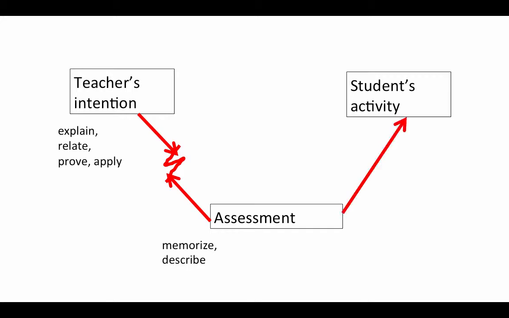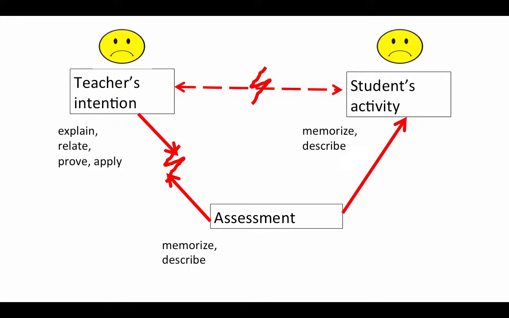And at university level, teachers want a rather high level of cognitive engagement and sophistication so that students are able to explain, relate, prove, apply. But sometimes there's a misalignment between the intention of the teacher and the assessment that's set, that in fact all the assessment really requires the students to do is to memorise and describe. So the students can be forgiven for doing that. But there's a misalignment between the teacher's intentions and the student's activity.